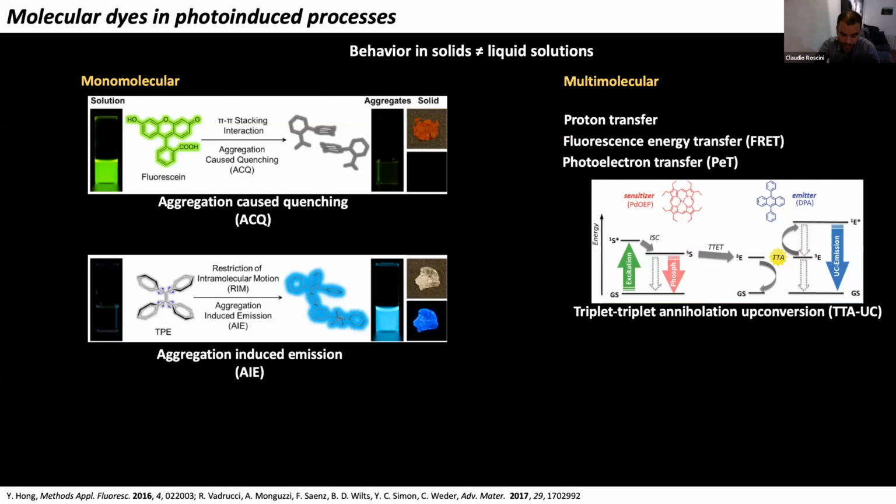But this is also happening even more in an accentuated way with multimolecular processes, because these usually are governed by diffusion of the molecule to proceed. So if we put these dyes in solid materials, diffusion is prevented, and this must be compensated by an increase of concentration of the dyes, which sometimes is not possible, or even increases the costs considerably. Examples of these are fluorescence energy transfer, triplet annihilation, and so on.